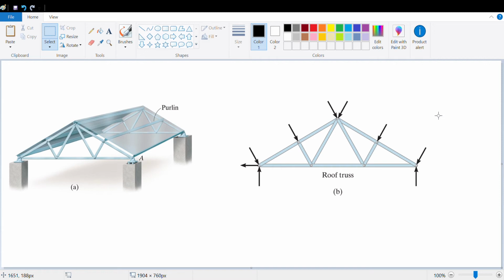In this figure, the roof load is transmitted to the truss at the joints by means of a series of purlins. Purlins are these beams that we see in the figure. Since the loading acts in the same plane as the truss, the analysis of the forces developed in the truss members will be a two-dimensional problem, like we see in the B figure.